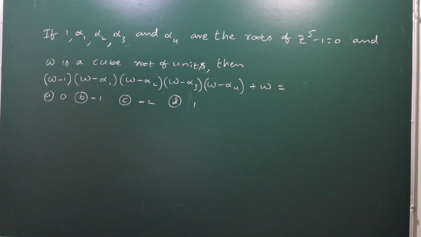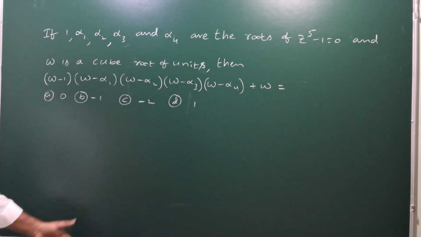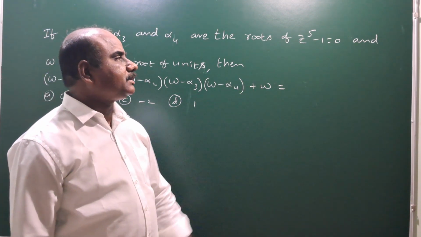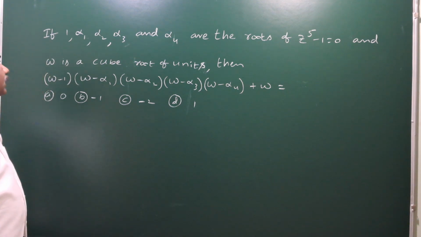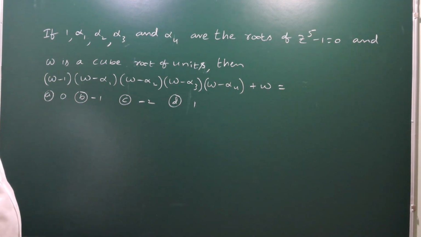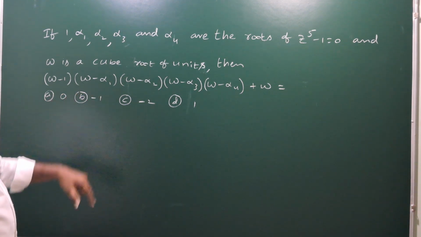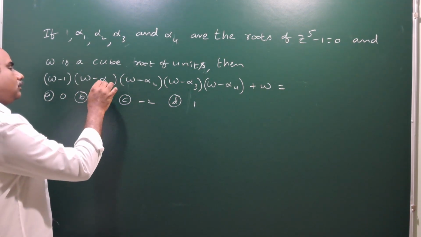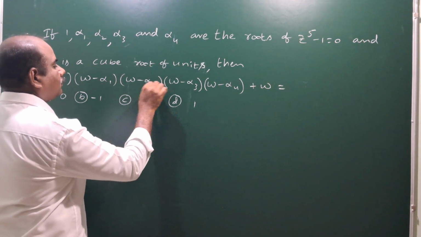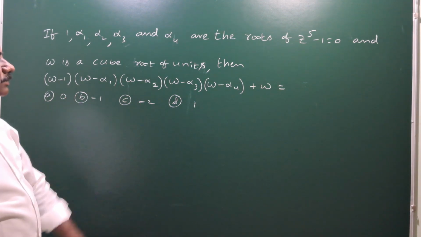The next one: if 1, alpha 1, alpha 2, alpha 3 and alpha 4 are the roots of z^5 - 1 = 0 and omega is a cube root of unity, then (omega - 1)(omega - alpha 1)(omega - alpha 2)(omega - alpha 3)(omega - alpha 4) + omega is equal to, we have to find the value of this.